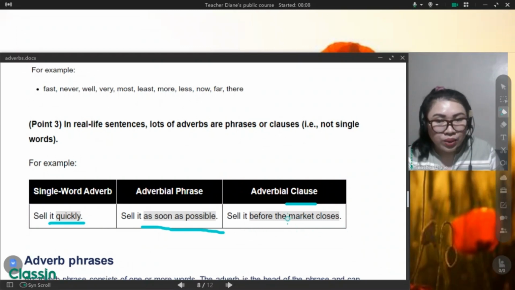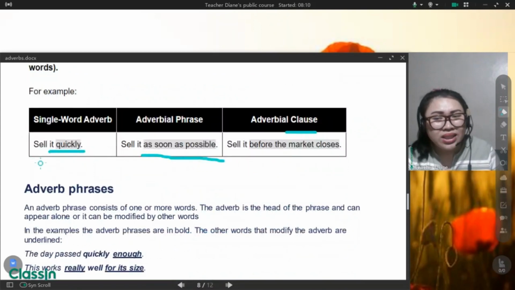So now we're going to define what an adverb phrase is. An adverb phrase consists of one or more words. The adverb is the head of the phrase and can appear alone, or it can be modified by other words. In the examples, the adverb phrases are in bold, and the other words that modify the adverb are underlined.